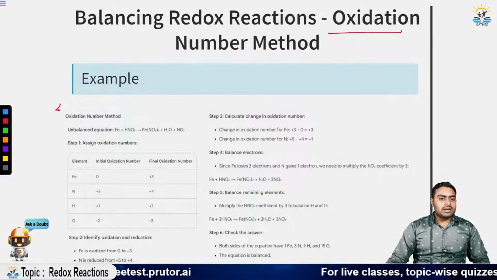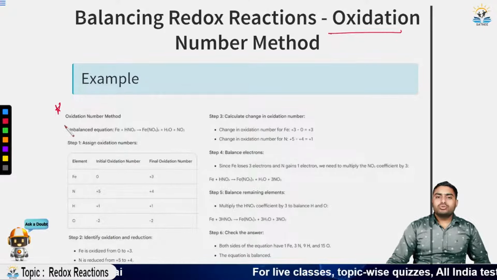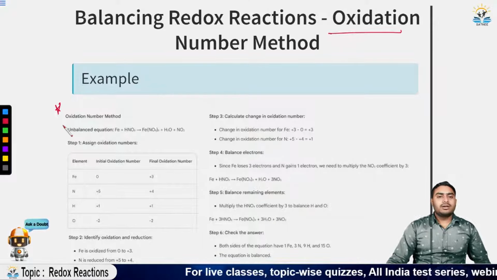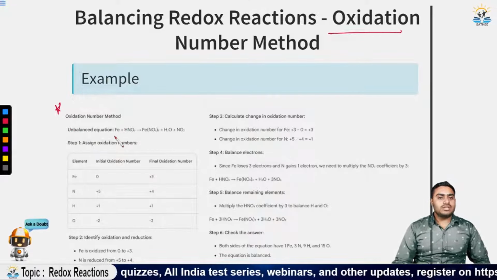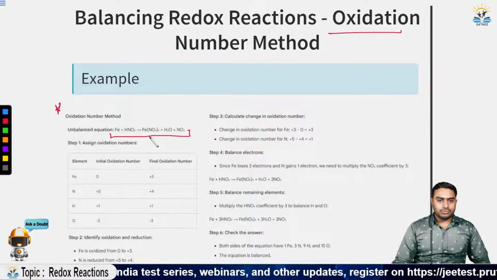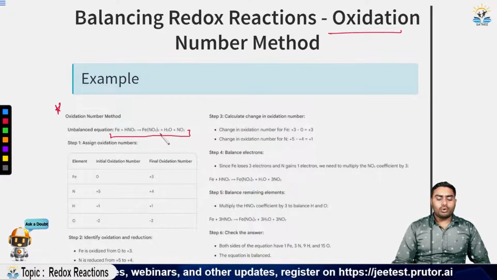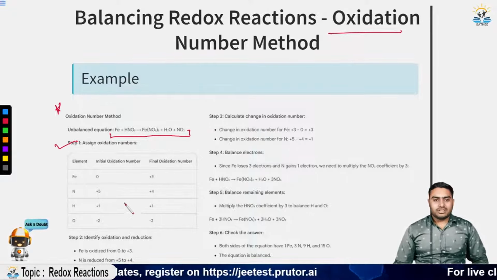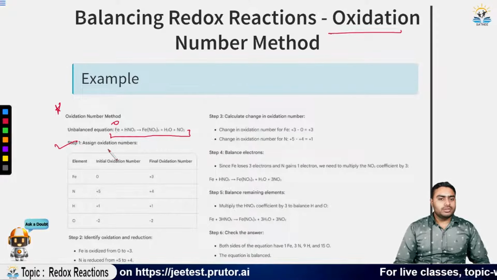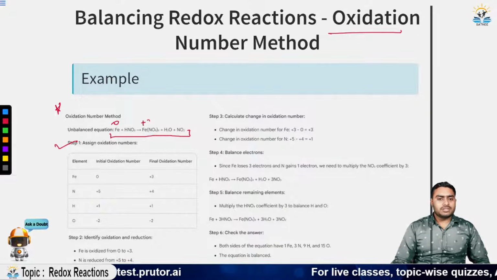So you can see another method to balance a redox reaction, the oxidation number method. This is the unbalanced equation: Fe plus HNO3 gives Fe(NO3)3 plus H2O plus NO2. First of all, assign oxidation numbers. You can see Fe is 0 here and Fe is +3 here.